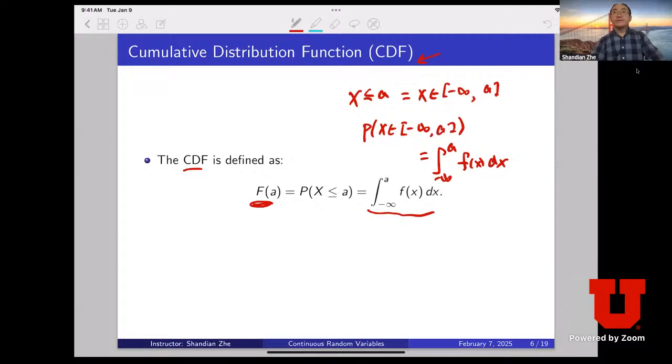Any thoughts? So look, this is a function of A. The CDF is a function of A, and this function is computed from an integral from minus infinity to A of the PDF. So now from this, what can we observe?